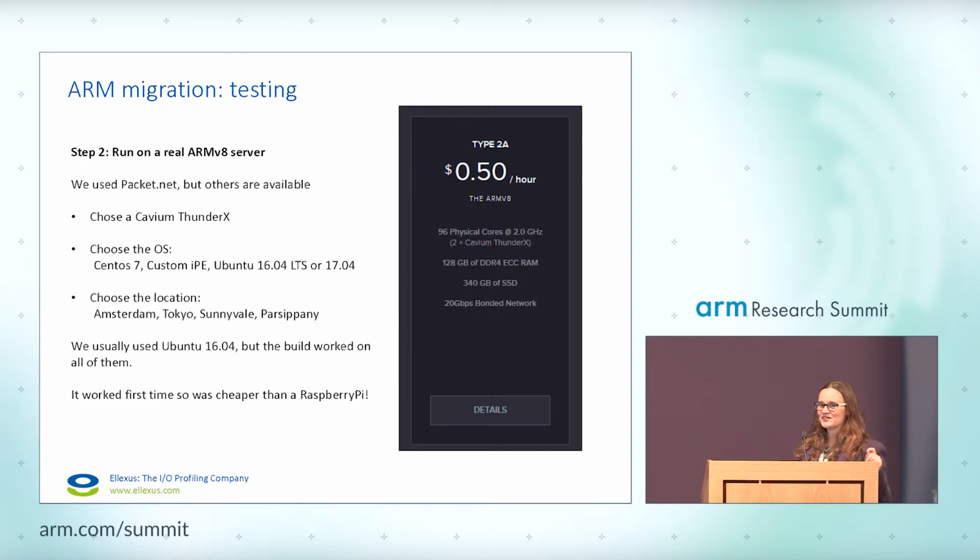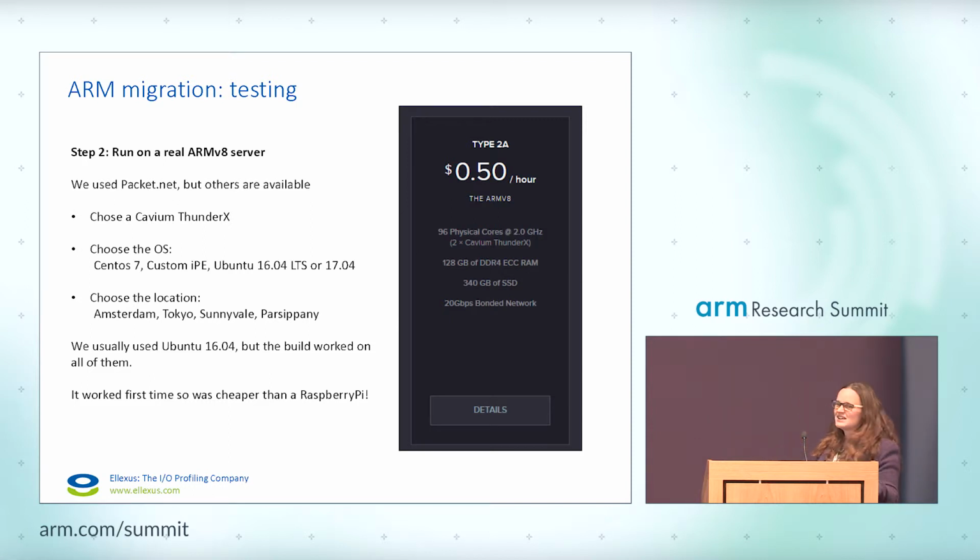So the next step was to run on an actual real ARM server. So we used Packet.net, but they're not the only people with cloud-hosted machines. We chose a Cavium Thunder X because that's what they had. And then you get choices. You get to choose the operating system. You get to choose the location. I think they've added some locations. I think our engineers picked Ubuntu because the engineer who was doing this, that was his favorite. But we did testing across all of them in the end.